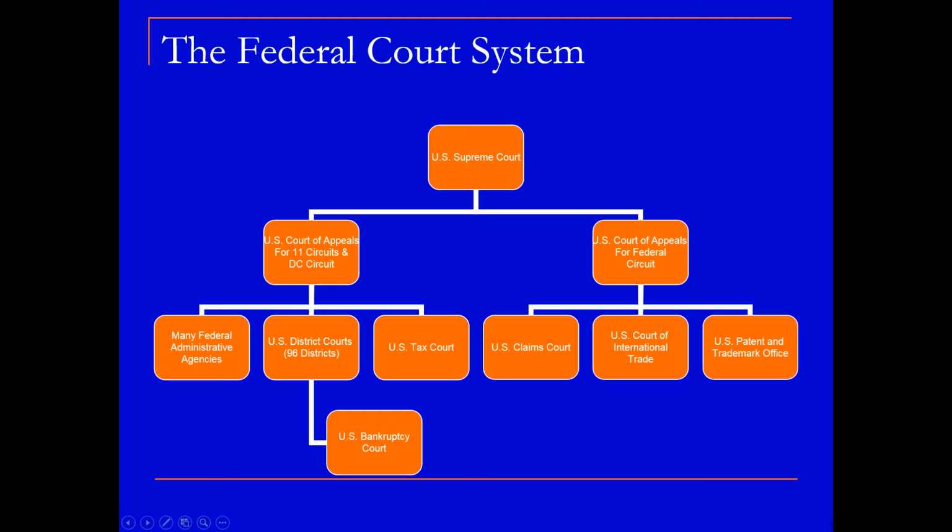Now the second tier is the U.S. Court of Appeals for the 11 circuits in the D.C. Circuit. And there's also a U.S. Court of Appeals for the Federal Circuit, which would include U.S.